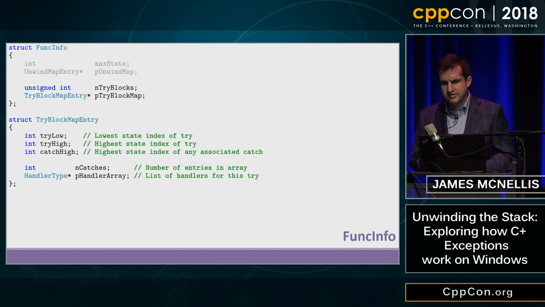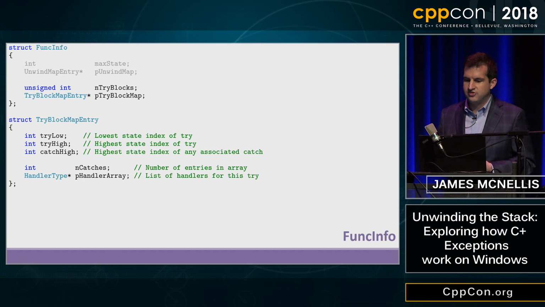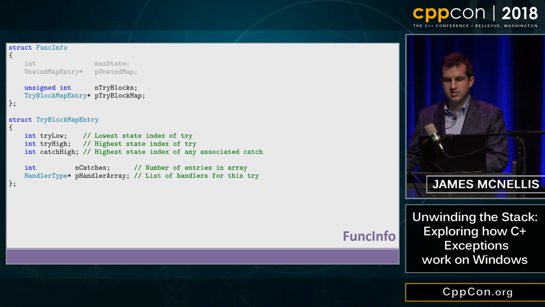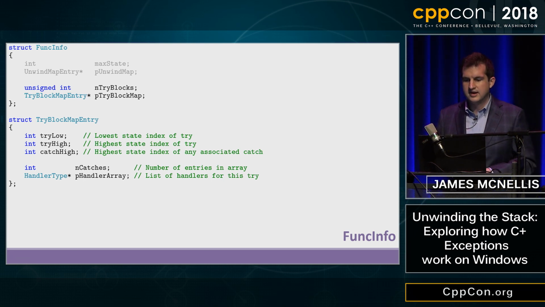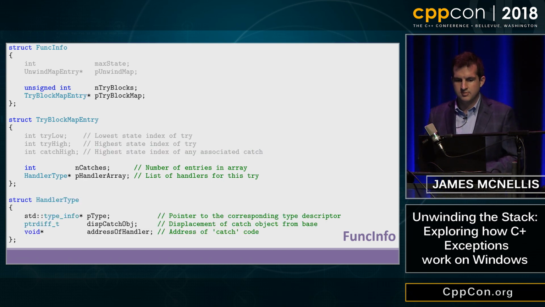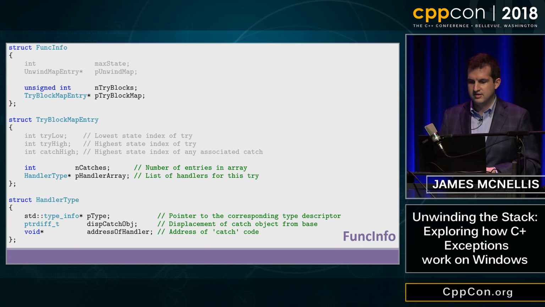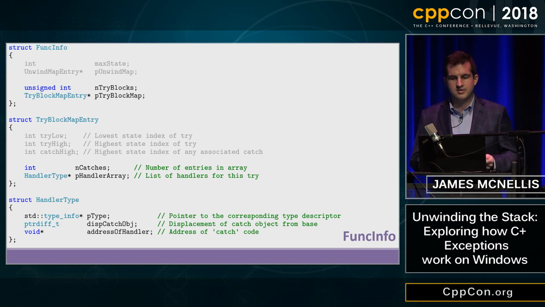So we're going to focus on the try block map. For each try block, it contains information to map which set of states are covered by the try block, because you can have multiple local variables declared inside of each of those blocks. And then it contains a list of catch blocks associated with the try. There's effectively one handler type object for each catch statement. Each contains the type info describing the handler type and then a pointer to the handler function.